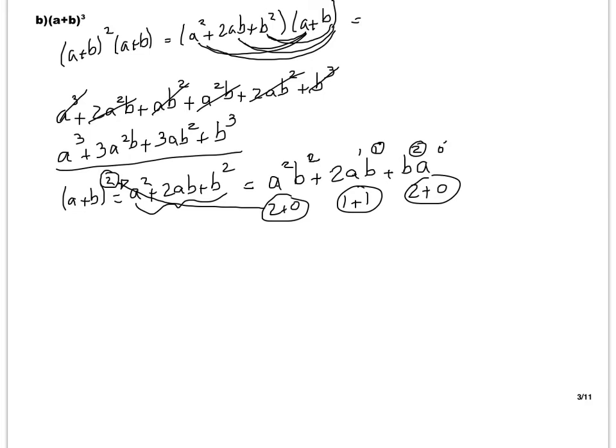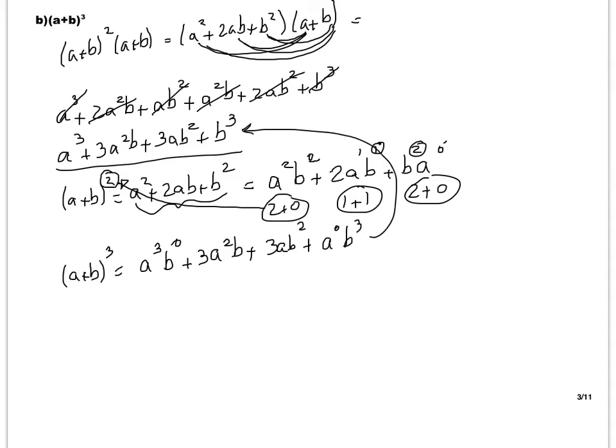Now, looking at the same thing for a plus b cubed. This is what we found. a cubed b exponent 0 plus 3a squared b plus 3ab squared plus a exponent 0 b cubed, which is exactly this one, but I added exponent 0 to the terms which is only 1.